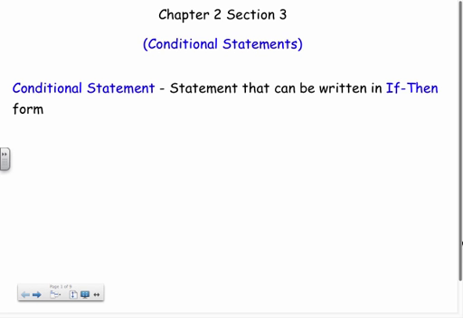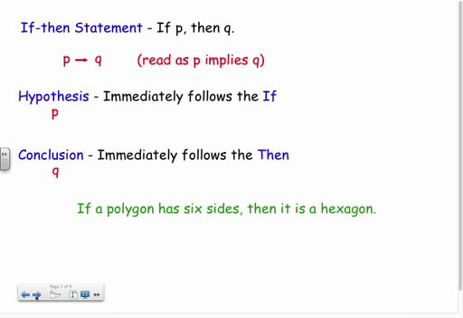This is something that you were introduced to in algebra last year, and now we're going to expand on it this year. So if we take a look, for an if-then statement, I need two statements. We usually use P and Q, so statement P and statement Q. This is how we write it: P with an arrow pointing to Q. And we read that as P implies Q.